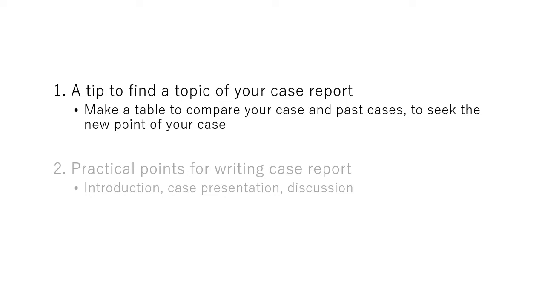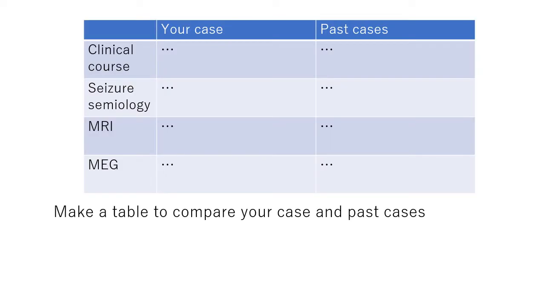To find the topic of a case report, I recommend making a table to compare your case and past cases to seek the new point of your case. In the left column, any type of clinical or laboratory information, such as clinical course, seizure semiology, and imaging, can be included. And fill the table with the facts of your case and past cases.